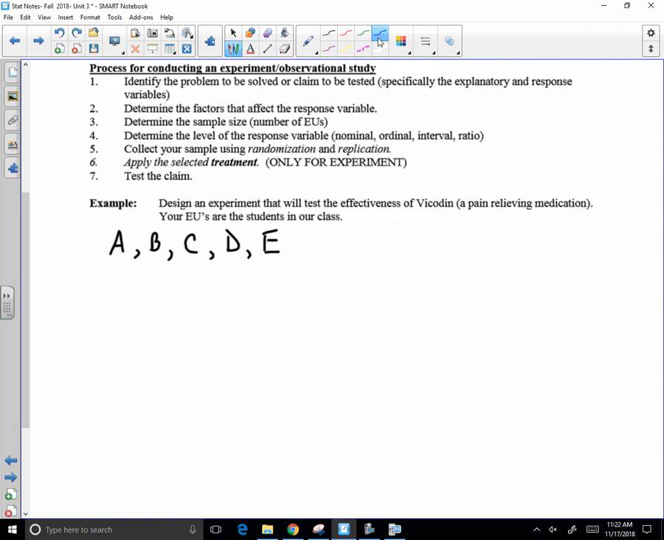So the problem to be solved or the claim to be tested. Problem: is Vicodin effective for pain relief?